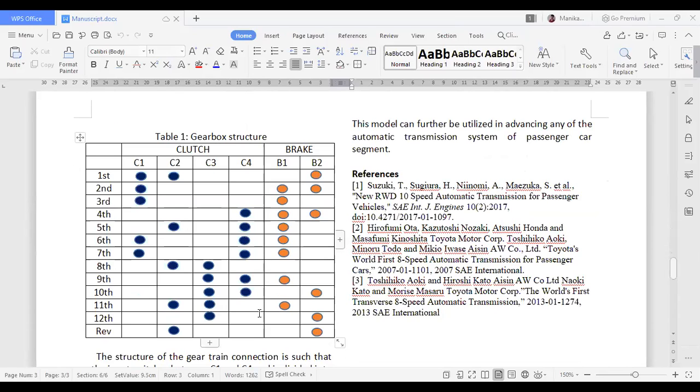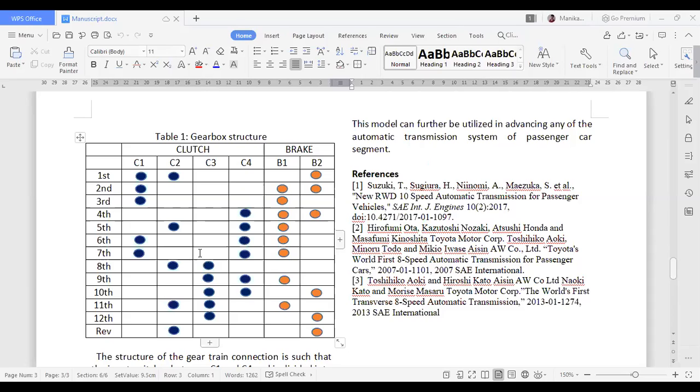In this model, the gear train consists of three planetary gear sets, 4 clutches and 2 brakes. The 4 clutches are C1, C2, C3, C4 and the 2 brakes are B1 and B2. The 12 speeds are achieved using these, and their operations are shown here.